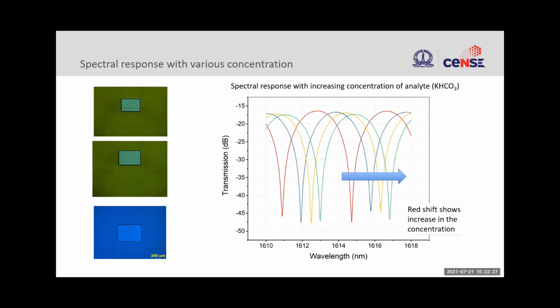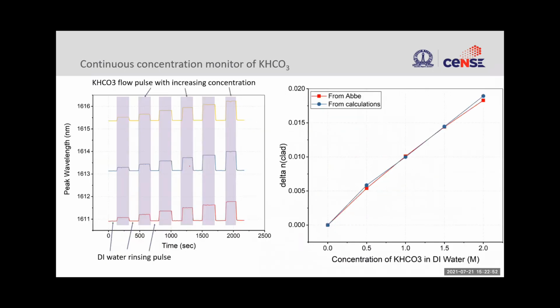The next step is to characterize the spectral response of the fabricated devices with the flow channel. Here is a simple spectral measurement that we did on the Mach-Zehnder interferometers, where we increased the concentration and did see a redshift, which means the concentration of the environment is increasing. Based on this preliminary measurement, we went ahead and started doing various concentration flow through the channel. We changed the concentration, as you can see here, from baseline DI water to about 2 molar potassium bicarbonate.